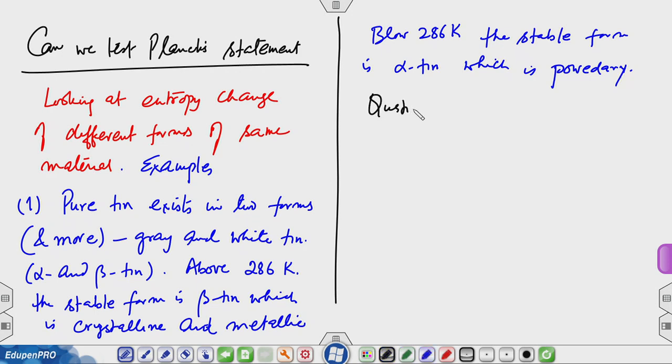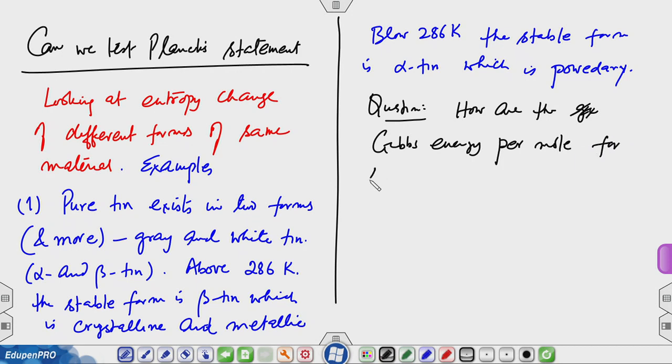Let me ask you a question here. How are the Gibbs energies per mole for alpha and beta tin related at T above and below 286 K?